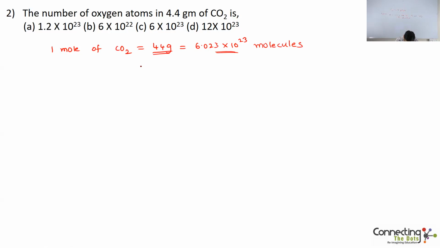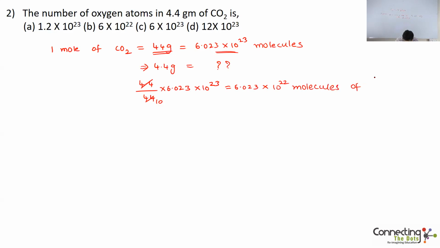Now, we have to find out how many molecules will be present in 4.4 grams. So 4.4 grams will have how many molecules? It will be 4.4 divided by 44 multiplied by 6.023 times 10 power 23. So it will be times 10 to the power of minus 1, which is equivalent to 6.023 times 10 power 22 molecules. So these many molecules of carbon dioxide are present.